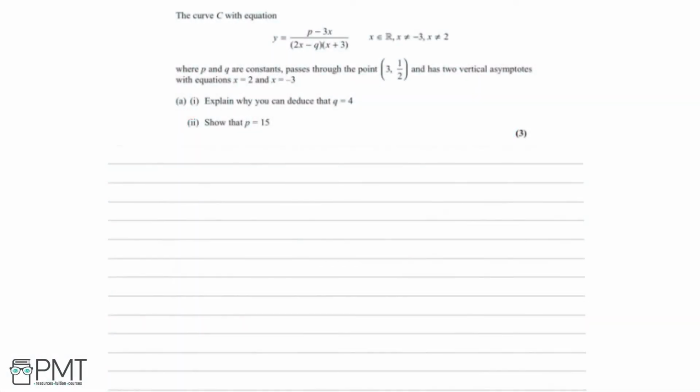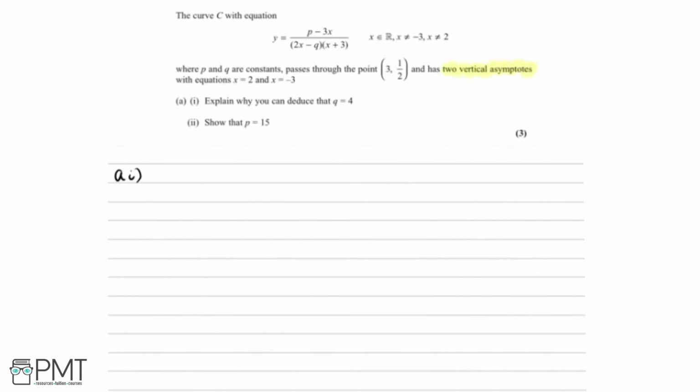So the curve C with equation y equals p minus 3x all over 2x minus q multiplied by x plus 3, where p and q are constants, passes through the point x equals 3 and y equals a half, and has two vertical asymptotes with the equations x equals 2 and x equals minus 3. In the first part of A, we need to explain why you can deduce that q equals 4. The key bit of information is that we have two vertical asymptotes.